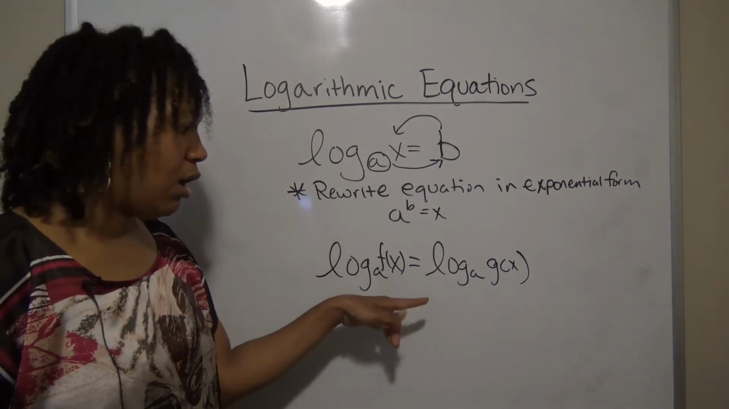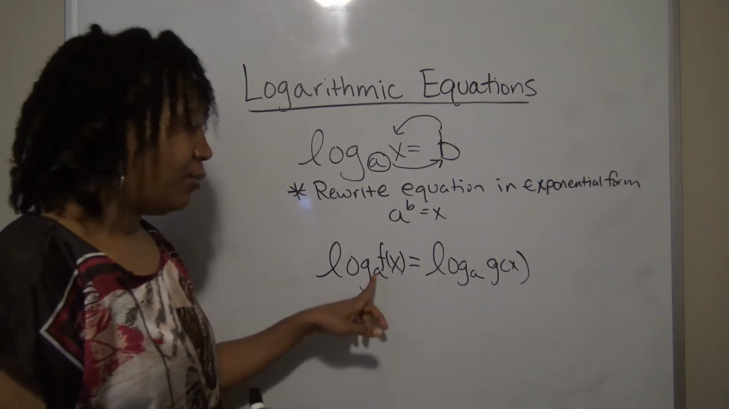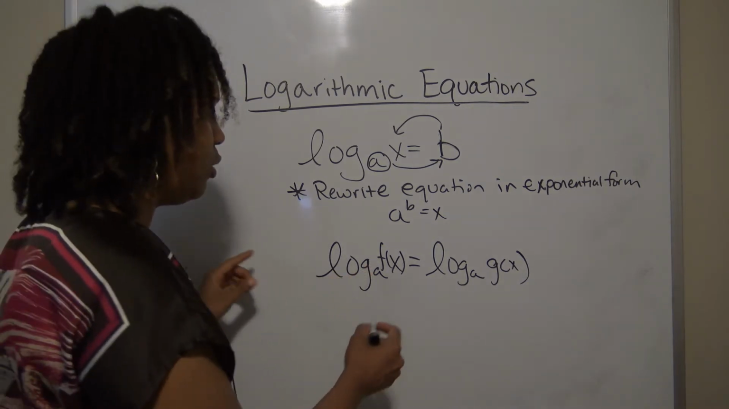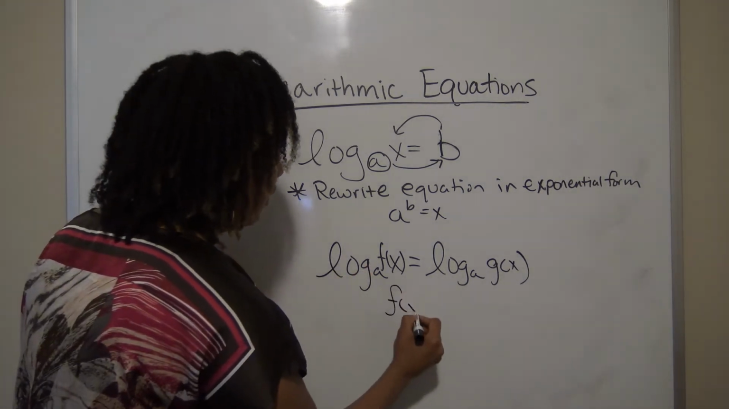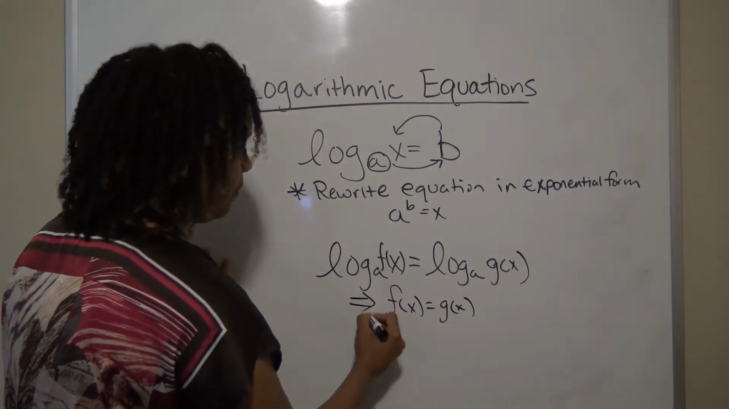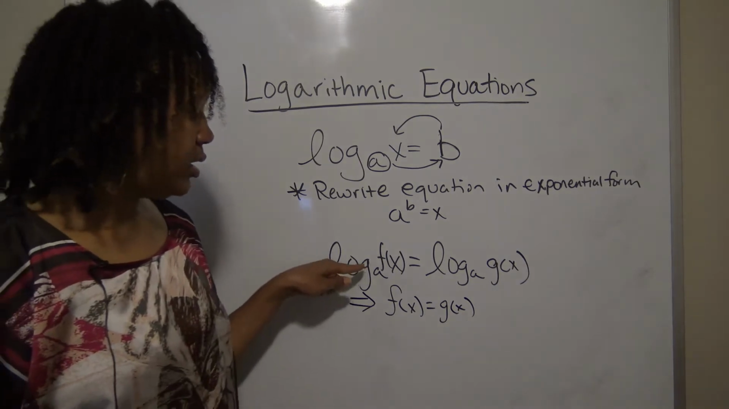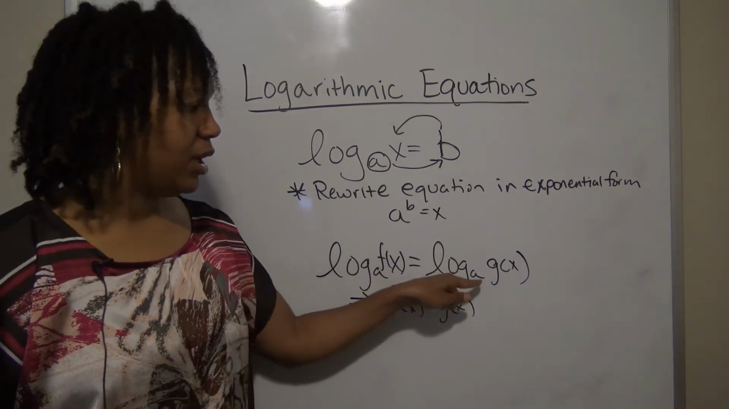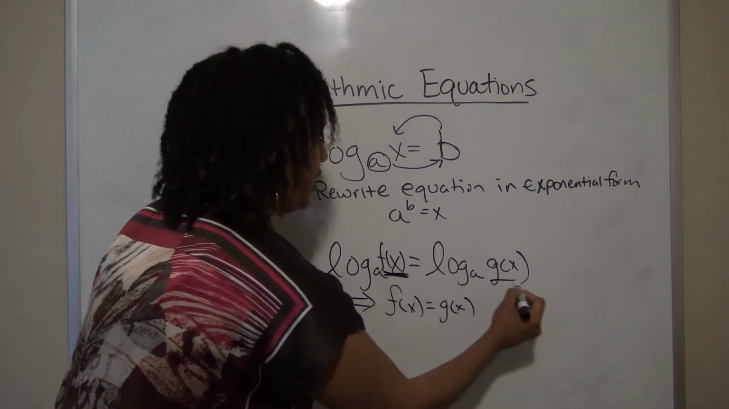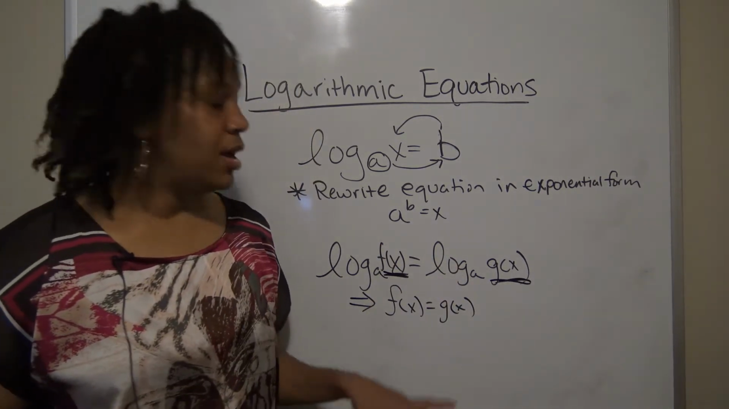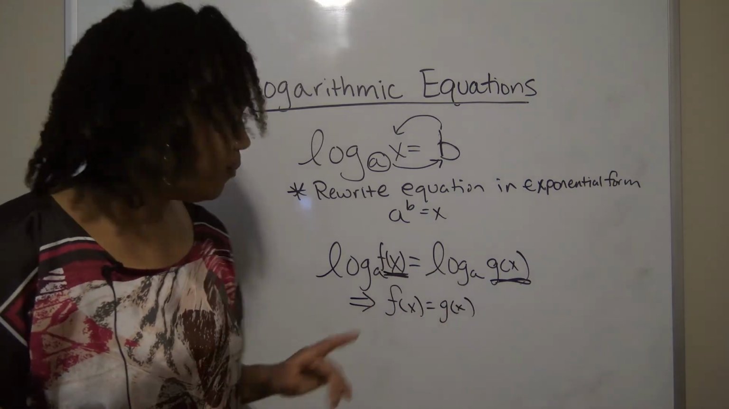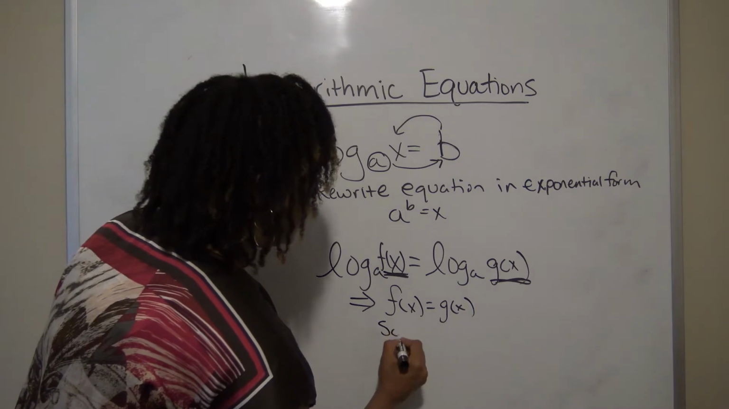If it has two logs, one log on each side, and the bases are the same, so as long as the bases are the same, then you can solve this equation by just setting f of x equal to g of x. Because this implies, that's what that arrow means, log base a of f of x equal to log base a of g of x implies that if these two things are equal, then f of x has to equal g of x. And so you will set those arguments equal to each other and then solve for your variable. So this will be the equation that you would solve.